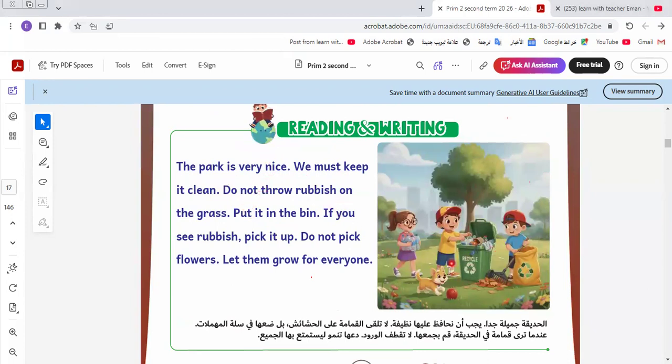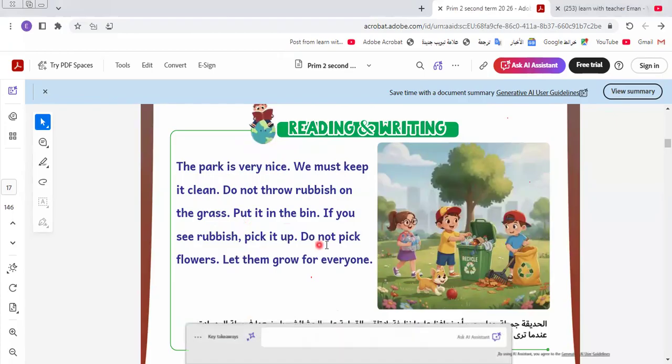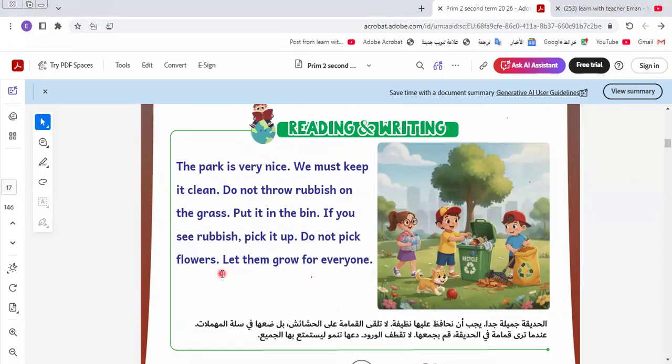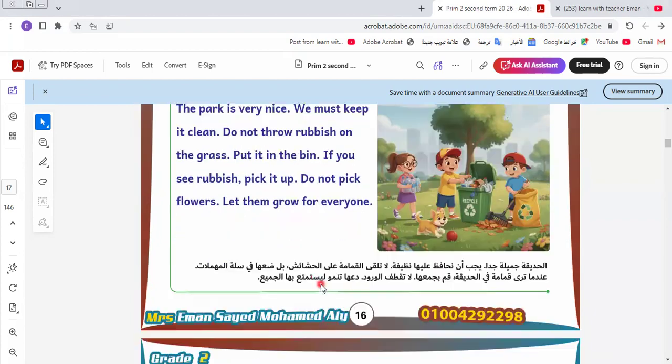Don't throw rubbish on the grass. We can't throw the rubbish on the grass. Put it in the bin. This is called a bin. If you see rubbish, pick it up. Don't pick flowers. Why? Because we all enjoy these flowers when we sit in the park. Let them grow for everyone.